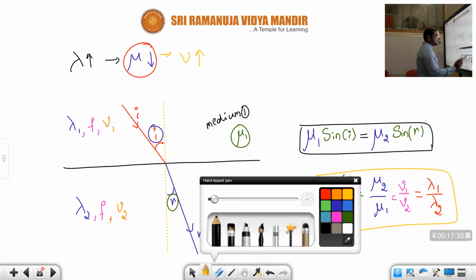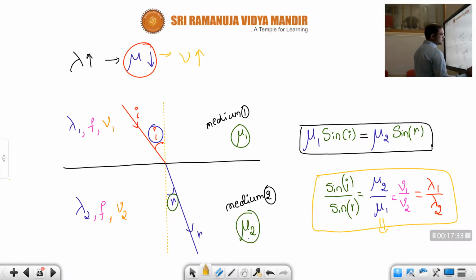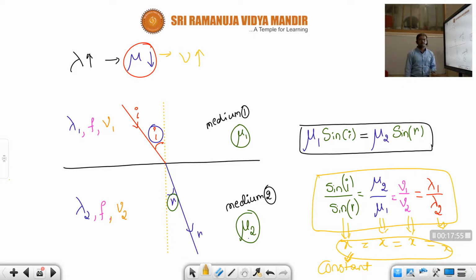Here if we observe, this value results in some value x, this one also results in some value x, and this one also. All these values are equal to sin I by sin R. This is nothing but a constant value. So that's the reason it is not mandatory to write sin I by sin R only with mu. We can write sin I by sin R equal to v1 by v2 also, with speeds also we can write. Understood, children?